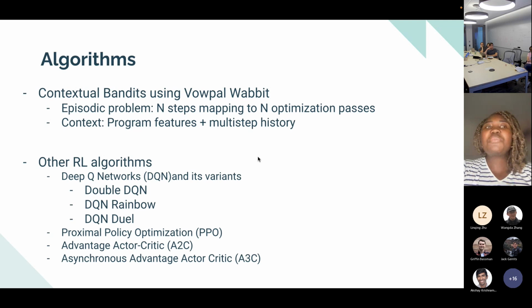For the algorithms we try out, we implement contextual bandits using VW. We formulate this as an episodic problem where n steps map to n optimization passes. In this case, our context is the program features and the multi-step history. We also look at other reinforcement learning algorithms, mostly deep learning based, like Deep Q-Networks and some of its variants like Double DQN, DQN Rainbow, and DQN Dueling. We also look at policy-based methods like Proximal Policy Optimization, PPO, and actor-critic networks like A2C and A3C. Most of these were implemented in the RLlib library, which we used.